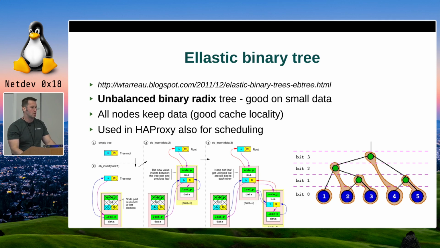It means that it does not allocate the data and the intermediary index nodes in separate memory, but always keeps the index nodes together with the leaf node. So it's very efficient in terms of cache locality. Since it's an embedded binary tree, and in the worst case it's just a linked list, in the average case it's still a binary tree, it's very efficient for small data. And it's actually used by HAProxy for scheduling.